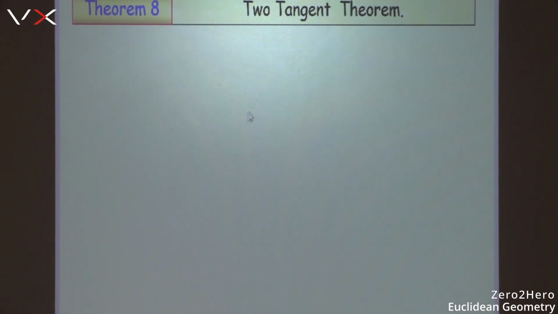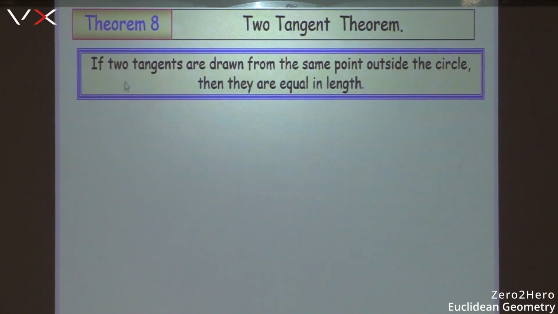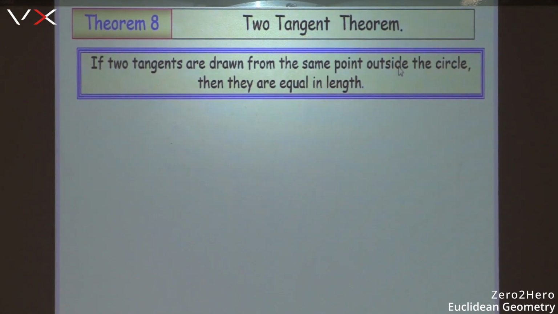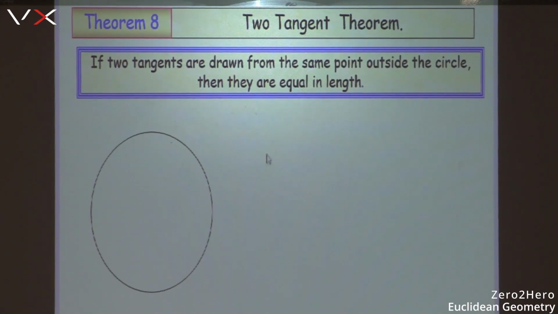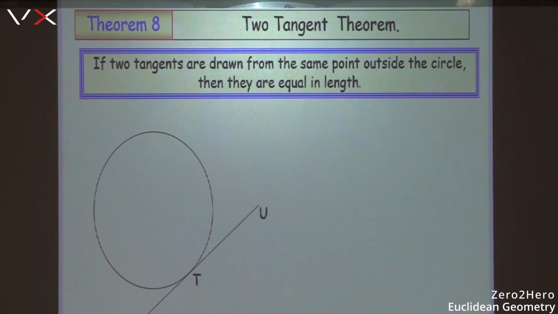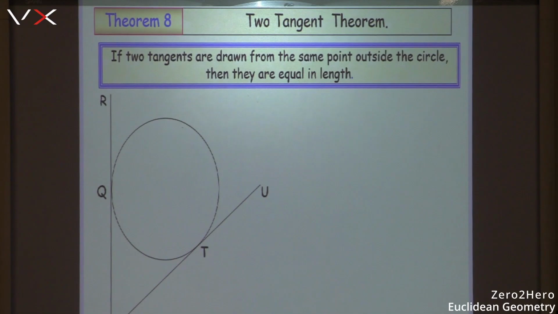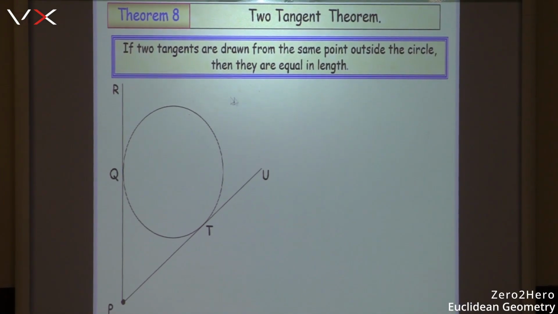Look at the next one, two tangents theorem. As I say two tangents theorem, you must be able to see the diagram. If two tangents are drawn from the same point outside the circle, then they are equal in length. Let's do the scenario. If this is P, let's draw a tangent from P to the diagram. That is the tangent. Let's draw another tangent. That is the tangent. If two tangents are drawn from the same point outside the circle, then they are equal in length.